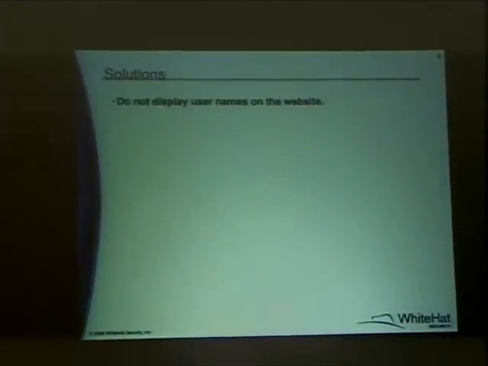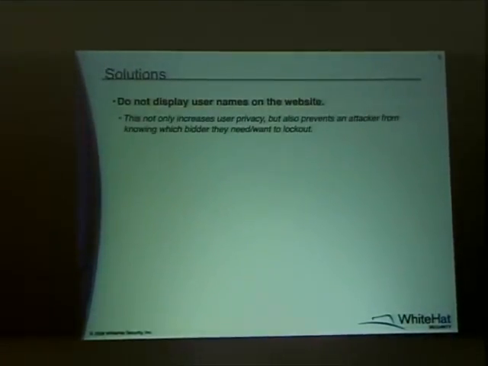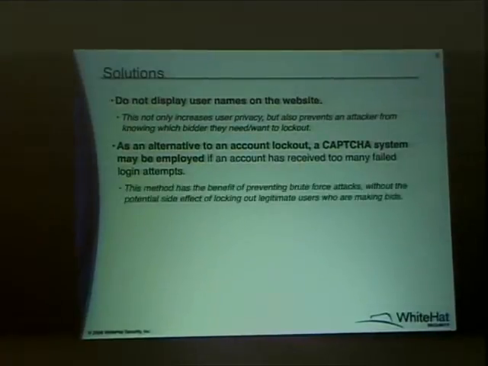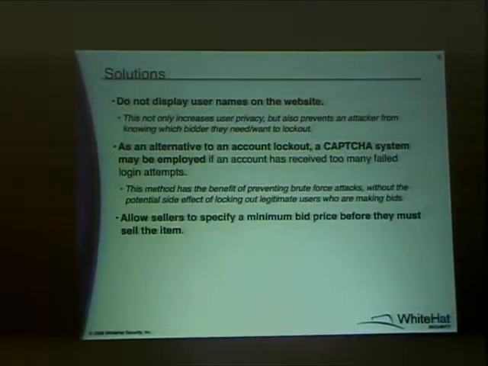So what are some of the solutions we can talk about here? Don't display usernames on the website if at all possible. Better to use profile names, so that prevents the bad guy from knowing who to log in as. We can use CAPTCHA systems, which everybody knows and loves, instead of an account lockout explicitly. So should the user still want to make that bid, they can type in the CAPTCHA. Everybody knows what a CAPTCHA is, right? Stupid letters in an image.